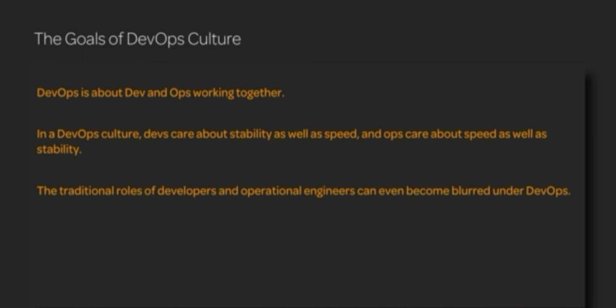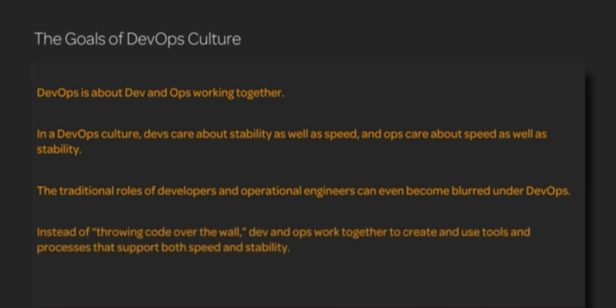In a DevOps culture, the traditional roles of developers and operations engineers can even become blurred. That is, developers can take on more and more responsibilities of operations engineers, while operations engineers take on more and more responsibilities that look a little bit like development. There's no hard and fast rule for what this looks like, but when the two groups are working together, the roles tend to kind of blend a little bit.